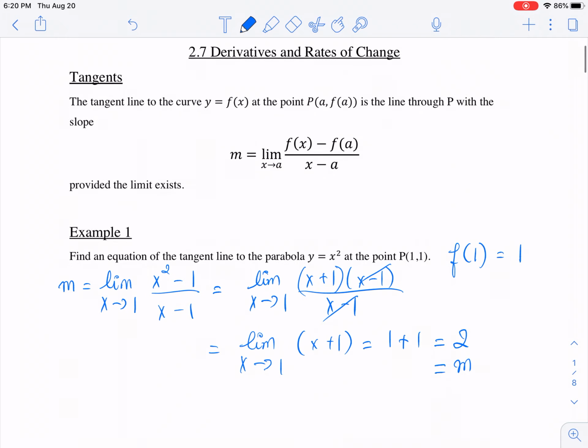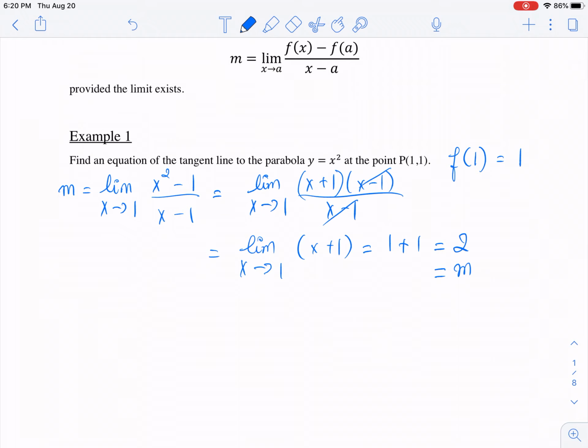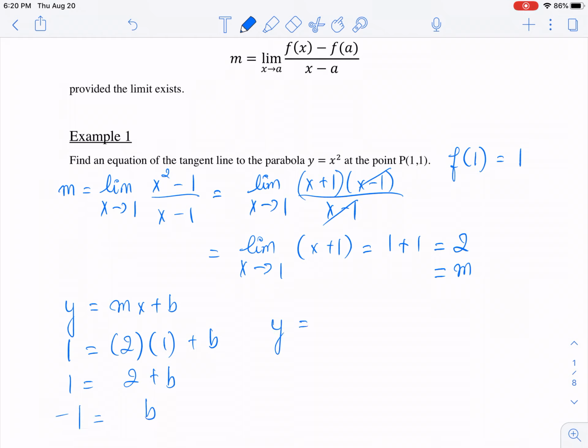Now we have the slope of the tangent line, so we're going to plug it into the equation. I always use y equals mx plus b: plug in for y and x, plug in for m, and then solve for b. However, if you want to use the point slope form, that's fine too. So y in this case is 1, the slope is 2, x is 1, plus b. So 1 equals 2 plus b, therefore b must be negative 1. Then we plug it in, y equals 2x minus 1, and we have the equation of the tangent line at the point (1, 1).